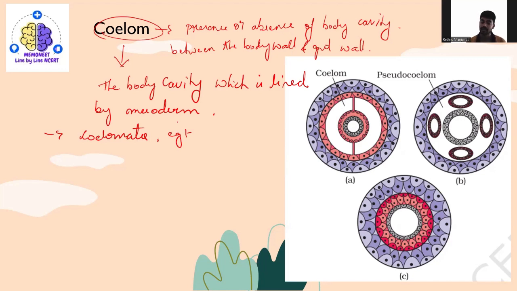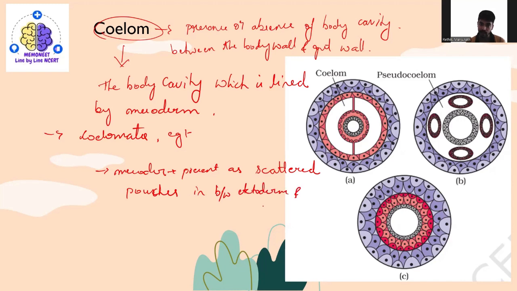Now, in some animals, the body cavity is not lined by the mesoderm, that is the middle layer. Instead, the mesoderm is present as scattered pouches in between the ectoderm and endoderm. Such a body cavity, possessed by these animals, is called a pseudocoelom.